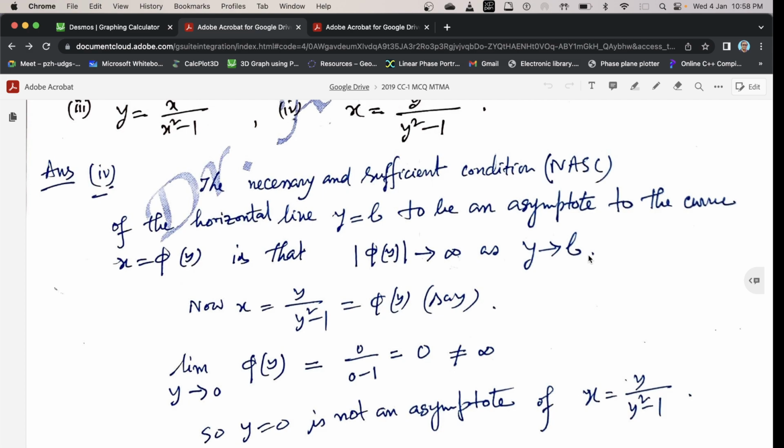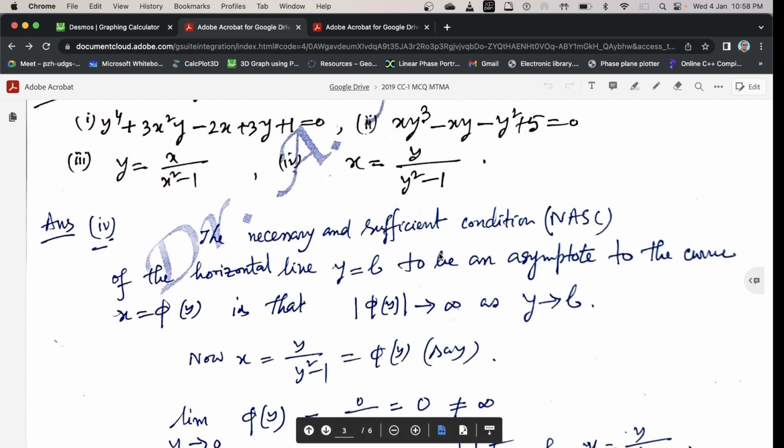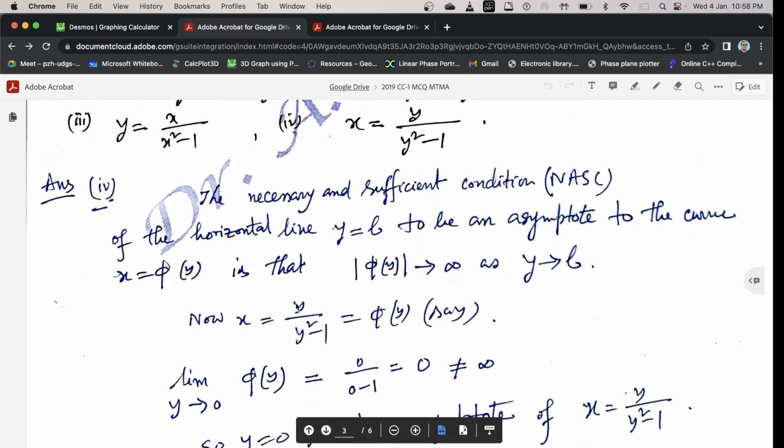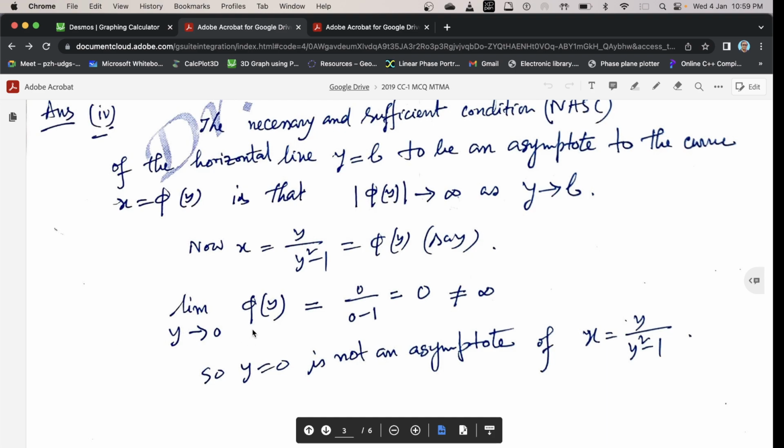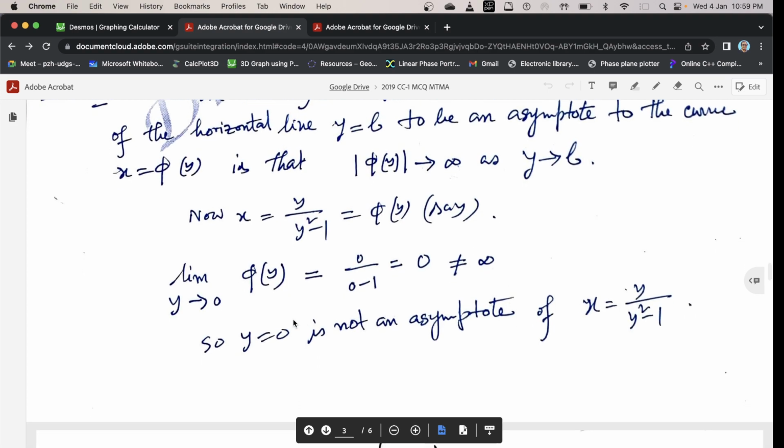Now from option 4, this curve is x = y/(y²−1) = φ(y). Now the limit as y tends to 0 of φ(y) is 0/(0−1), which equals 0, not tending to infinity. So y = 0 is not an asymptote of x = y/(y²−1).